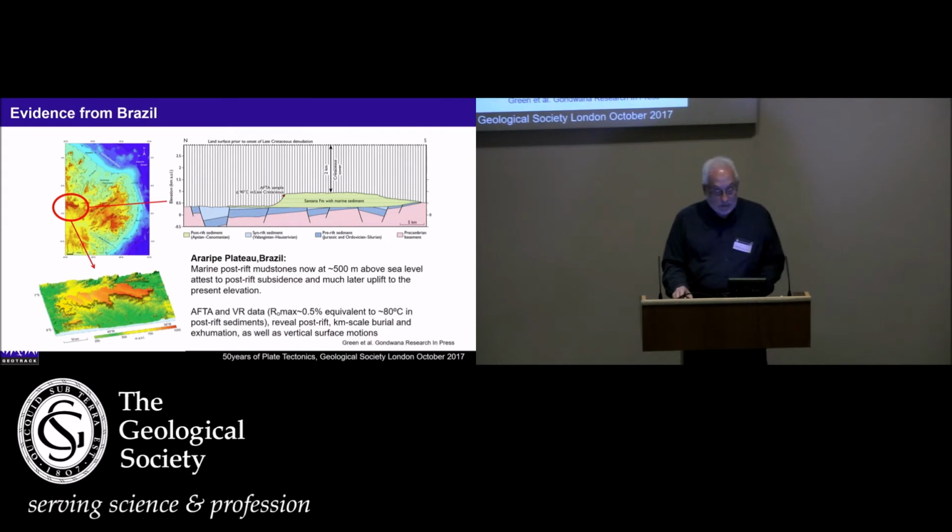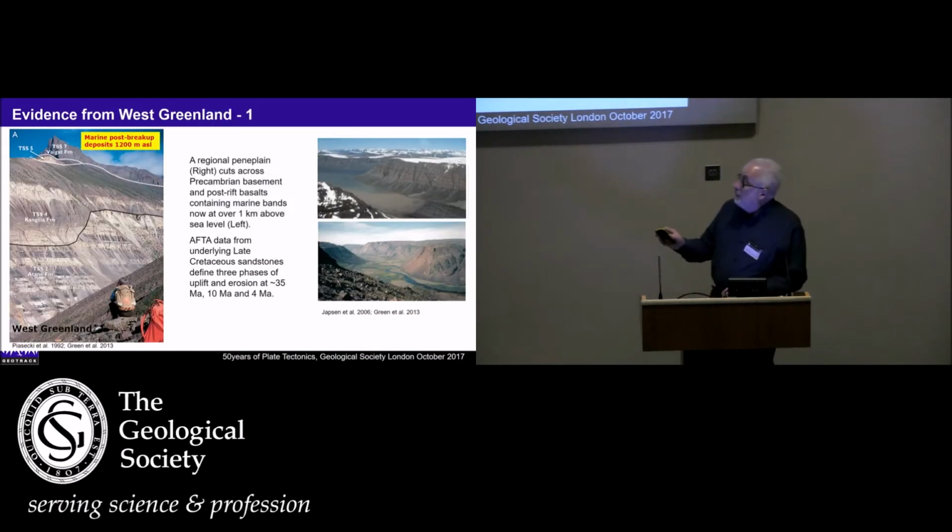I could talk about Brazil, but I don't really have time. Briefly talking about West Greenland, the thing about Brazil and West Greenland is that we've got these marine horizons up to 1 kilometre or more above sea level today, and they're post-breakup marine horizons. So even if you don't accept the fission track or the low temperature thermochronology, this is hard geological evidence that after breakup this area subsided, marine horizons were deposited, and then they've been uplifted to 1,200 metres above sea level. In fact, when we look at the fission track and vitrinite reflectance and everything else in here, we find that there's been another kilometre or so removed off there, and that began at about 35 Ma, removal of that sediment.